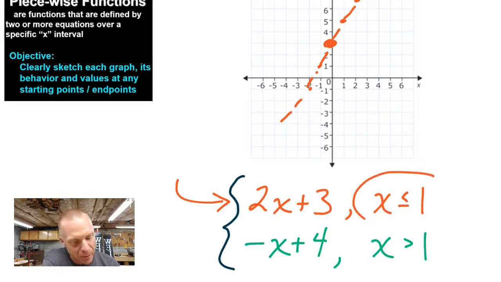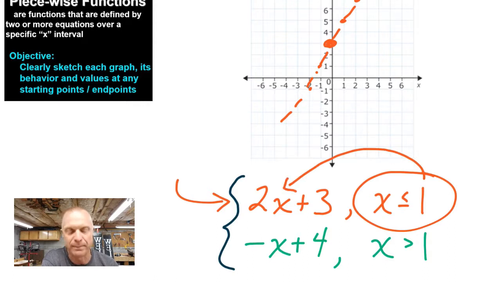In fact, I only want to graph the part of the line that's less than or equal to 1. Now, what I like students to do is find that endpoint. What endpoint? Well, the endpoint that you would get when you plug in 1. When you plug in x equals 1, you get 2 times 1 plus 3. That comes out to be 5. That is a very important point. In fact, that is the starting point.